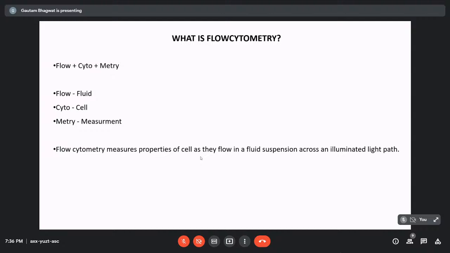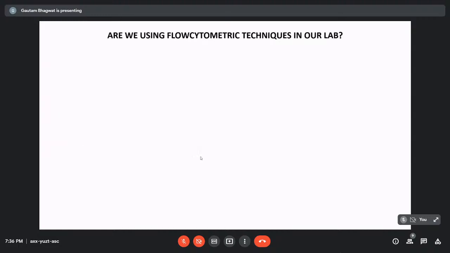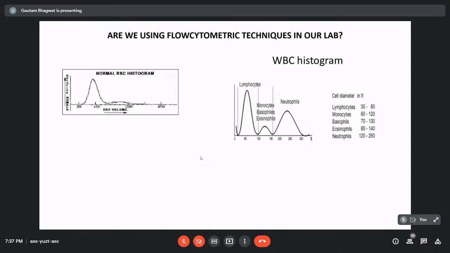What is flow cytometry actually? It is composed of three words: flow, cyto, and metry. Flow means fluid, cyto is cell. So flow cytometry measures the properties of cells as they flow in a fluid suspension across an illuminated light path. So are we using flow cytometric techniques in our lab? For PGs, it might be we don't have flow cytometers in our lab, but I'll make this point very clear. The very basic instrument that we are using, a cell counter in which we do our routine CBC, is based on flow cytometry. I'm sure you know what this is.